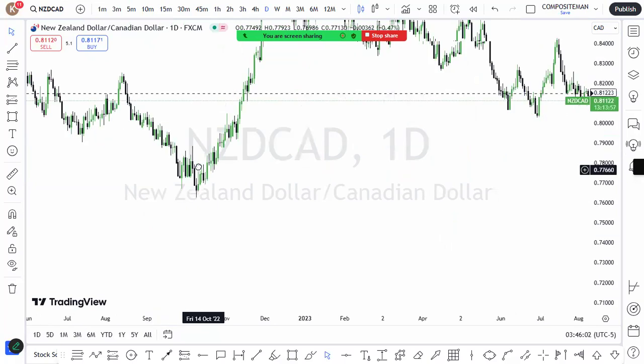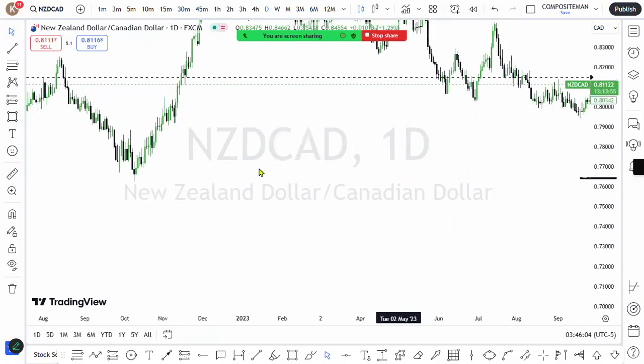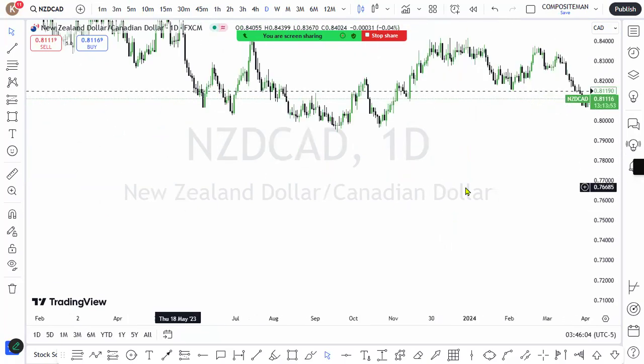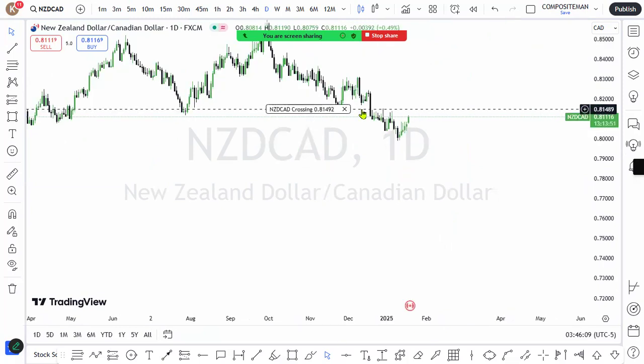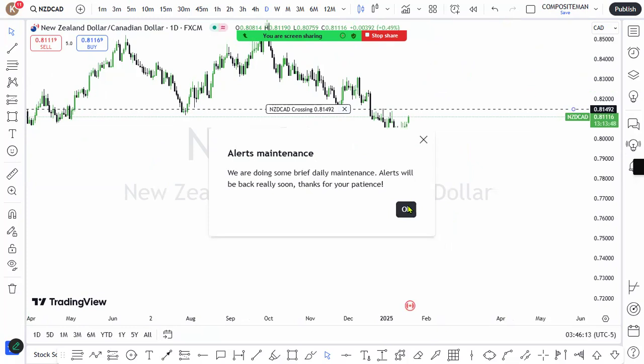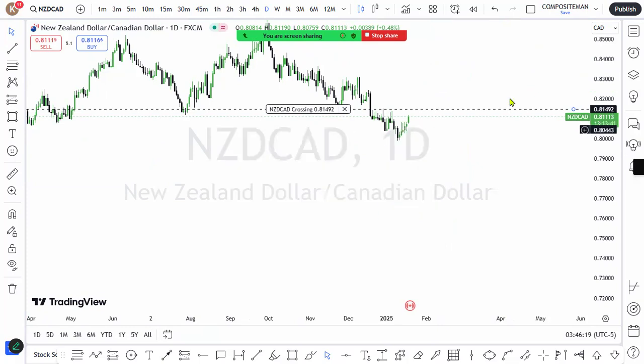Today I want us to look at the NZDCAD because we had a setup previously. I'm trying to remove this notification, but it seems it is under maintenance, so of course I can't remove it.